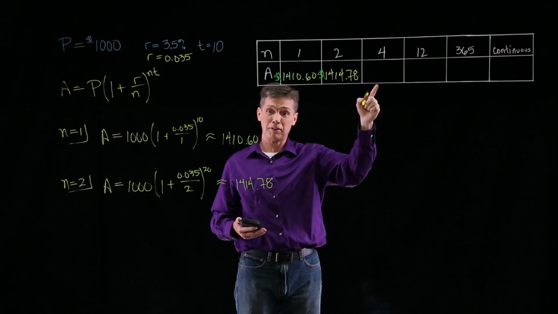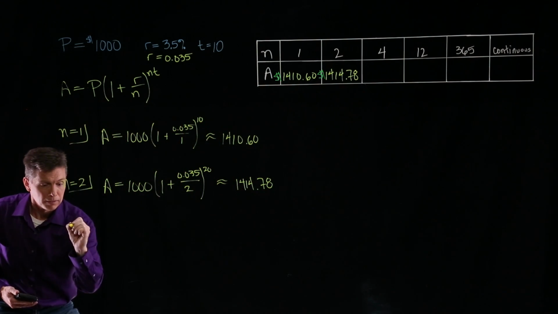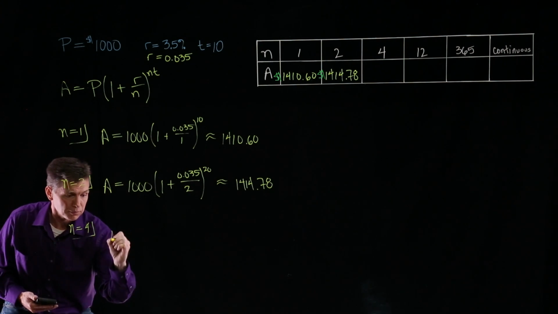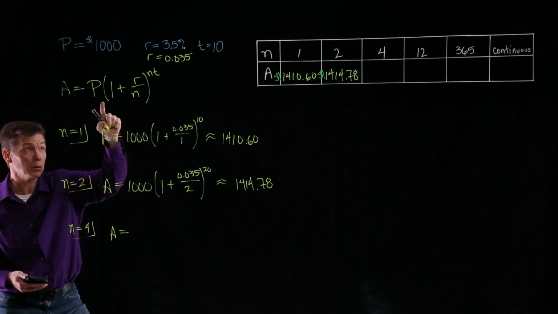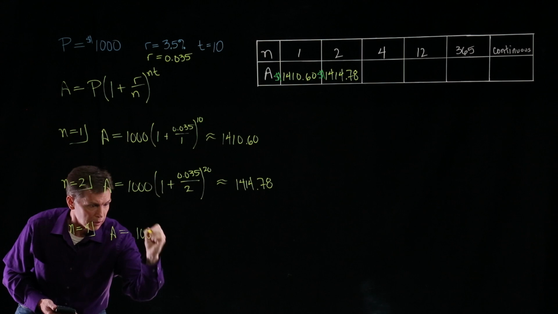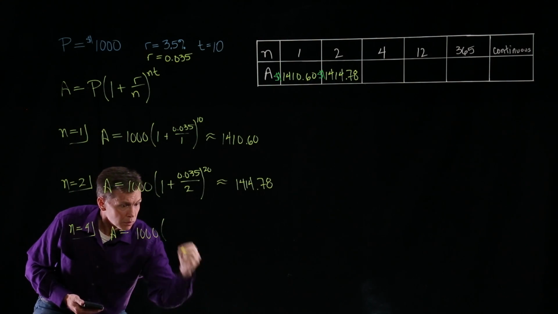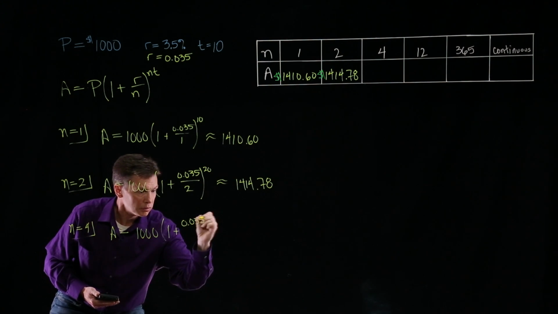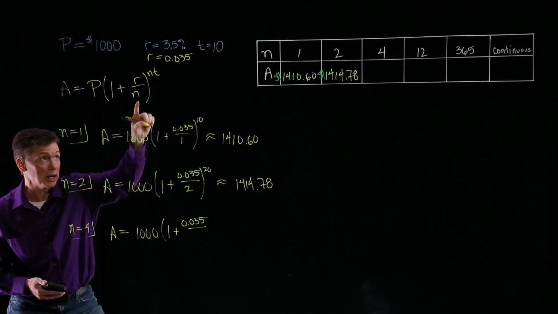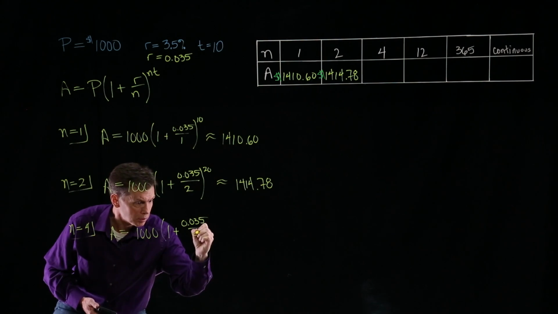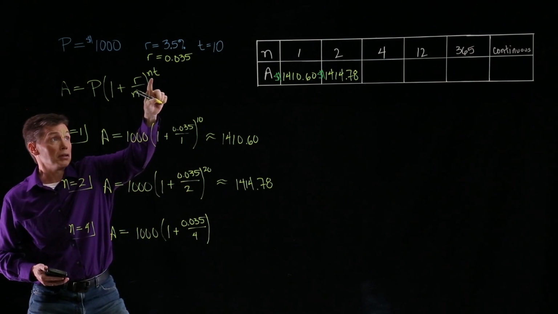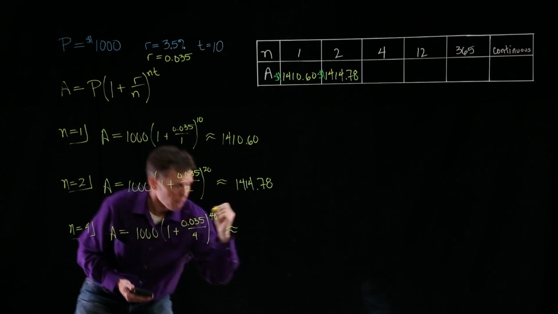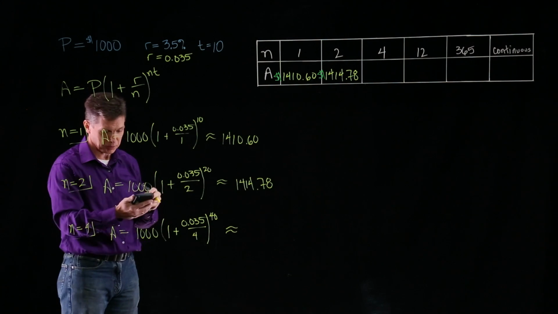And move on to the next n value of 4. N equals 4. Keeping an eye on my formula the whole time. P is still 1,000. 1 plus 0.035, the only thing that's changing here is my n value is now 4, divided by 4, raised to the n times t, so 4 times 10, 40th power. And then I resort to the calculator again.